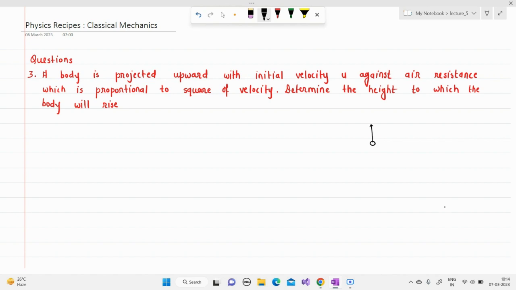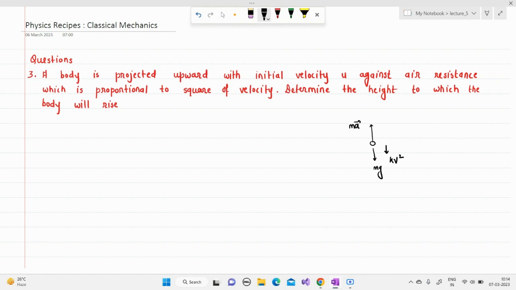Okay, so the gravity of course acts downward. This is mg, and there is a force which is air resistance that will act of course downward. It is opposite to motion. And this is a net acceleration, so I can write it as ma, and this is air resistance force. Okay, and this is given as proportional to v square.